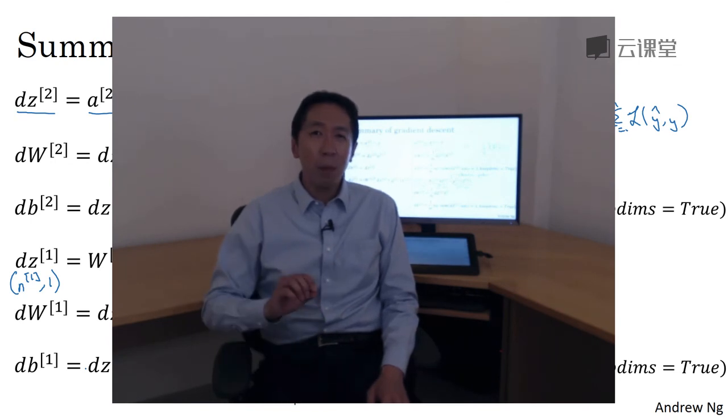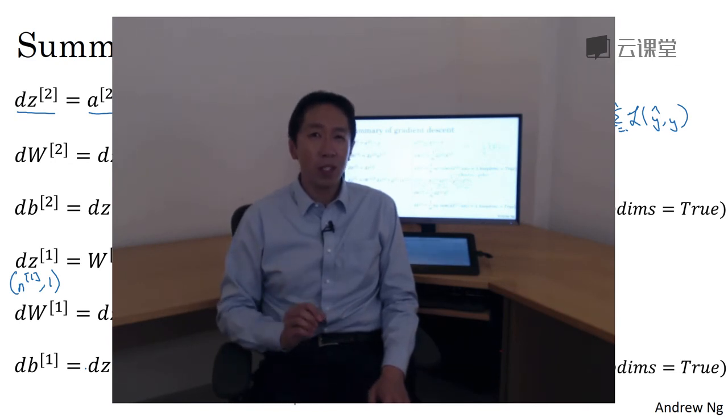So with that, there's just one last detail I want to share with you before you implement your neural network, which is how to initialize the weights of your neural network. And it turns out that initializing your parameters not to 0, but randomly, turns out to be very important for training your neural network. In the next video, you'll see why.